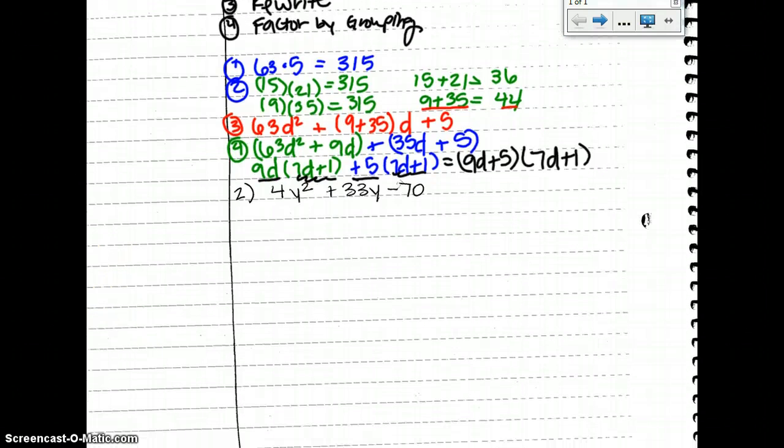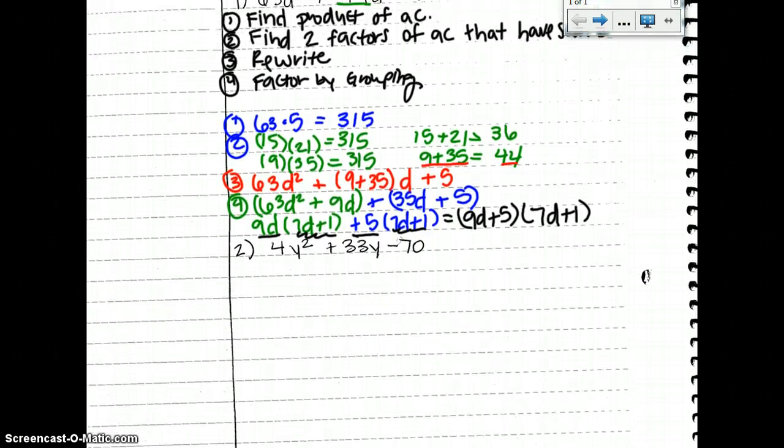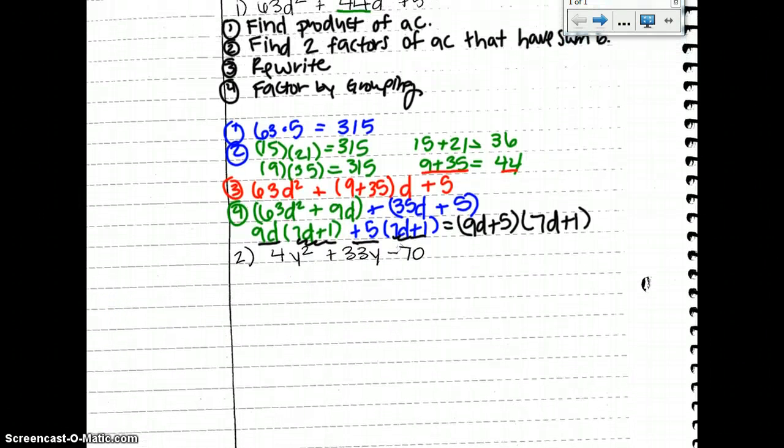Okay, our very last example for the entire chapter. Let's look here. 4y squared plus 33y minus 70. Okay, I'm going to pull up our steps so we can have those in front of us. The first step is find the product of AC. 4 times a negative 70. Be careful since there's that subtraction sign. 4 times negative 70 is negative 280.